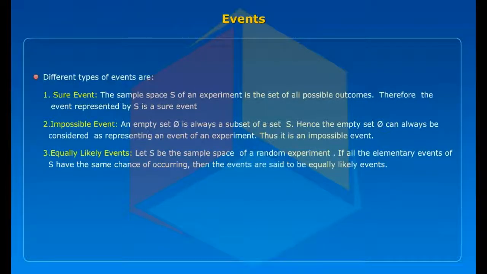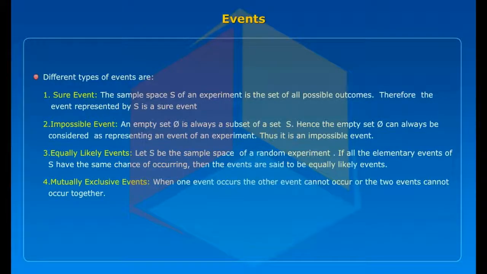Equally likely events. Let S be the sample space of a random experiment. If all the elementary events of S have the same chance of occurring, then the events are said to be equally likely events. Mutually exclusive events: when one event occurs, the other event cannot occur, or the two events cannot occur together.